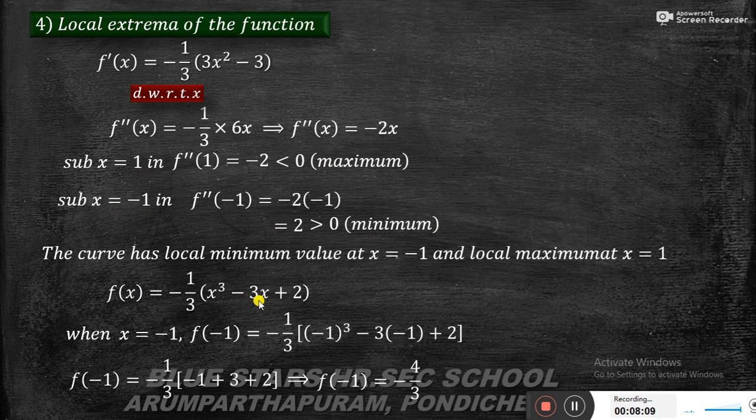Now we find the local minimum value and the local maximum value. f of x equal to minus 1 by 3 into (x cube minus 3x plus 2). Substituting x equal to minus 1: f of minus 1 equal to minus 1 by 3 into ((minus 1) whole cube minus 3 into minus 1 plus 2). Minus 1 whole cube is minus 1, and minus into minus gives plus 3, plus 2. Adding, 3 plus 2 is 5, 5 minus 1 is 4, so f of minus 1 equal to minus 4 by 3. Therefore x equal to minus 1 gives the local minimum value, which is minus 4 by 3.